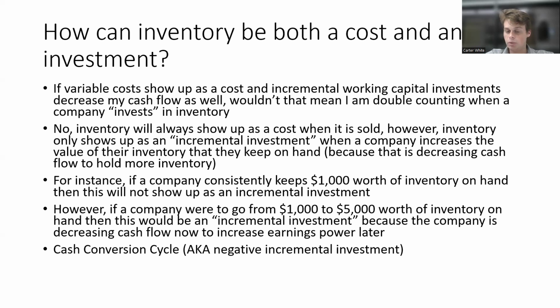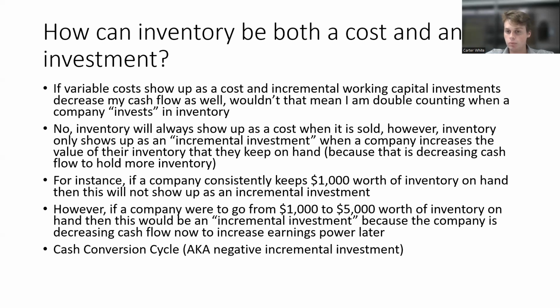That's going to cost me money, but I'm hoping that because I have more inventory, my earnings power is going to be higher in the future as a result. So, for instance, if a company consistently keeps $1,000 worth of inventory on hand, and they periodically sell that inventory and then buy more, but they always have exactly $1,000, there's going to be no incremental investment associated with this, right? They just always have 1,000. But if over time I gradually go from having 1,000 to 5,000 worth of inventory on hand, then this would be an incremental investment, because the company is decreasing cash flow now to increase earnings power later.